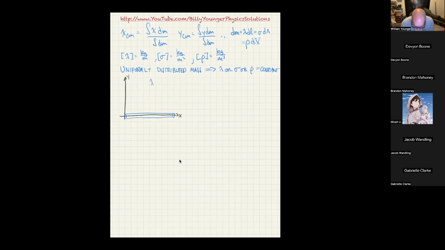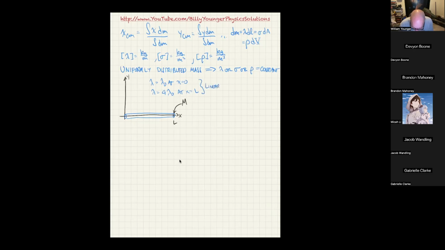What I'm going to say is that the line density is equal to lambda 0 at x equals 0, and it's equal to 4 times lambda 0 at x equals L. So I'm basically making the conclusion that this is a length L, and I'm also going to say that its mass is M.